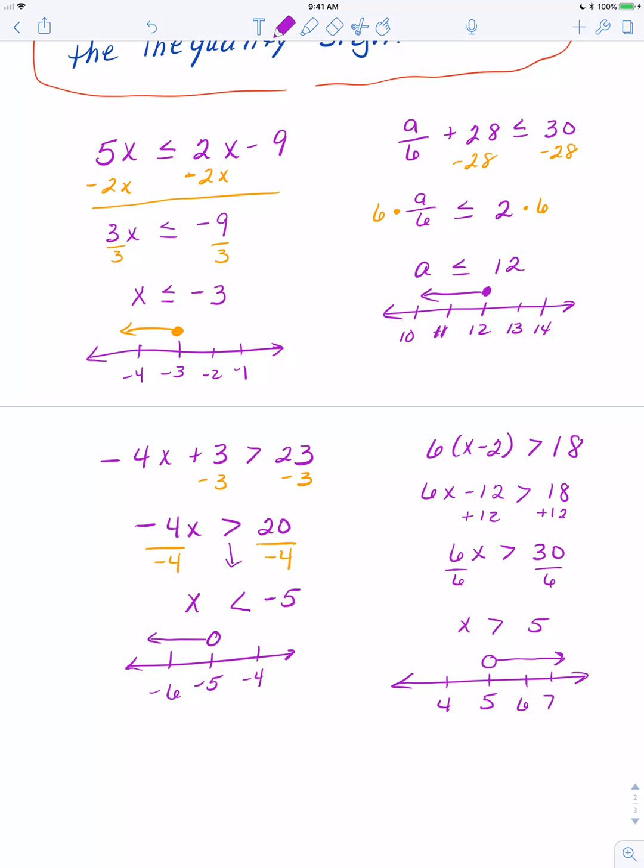So hopefully you won't have any trouble solving for those inequalities as long as you remember that one rule about dividing by a negative sign.